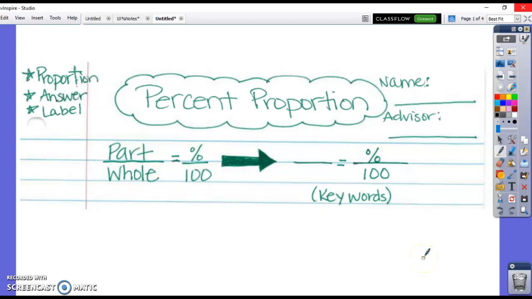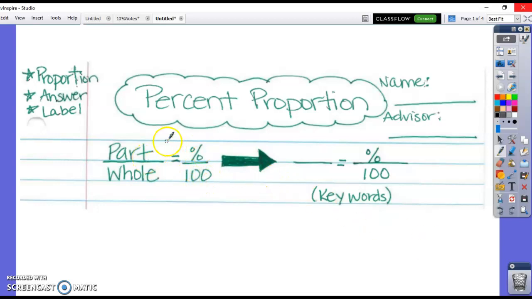Hey, seventh graders. Today we're going to talk about percent proportion. So we talked about proportions during remote. I know that was a long time ago, but hopefully the word sounds familiar. But now we're going to do percent proportions.